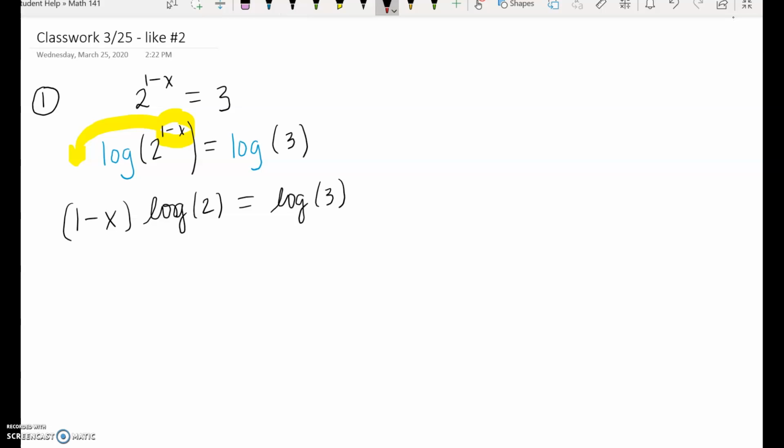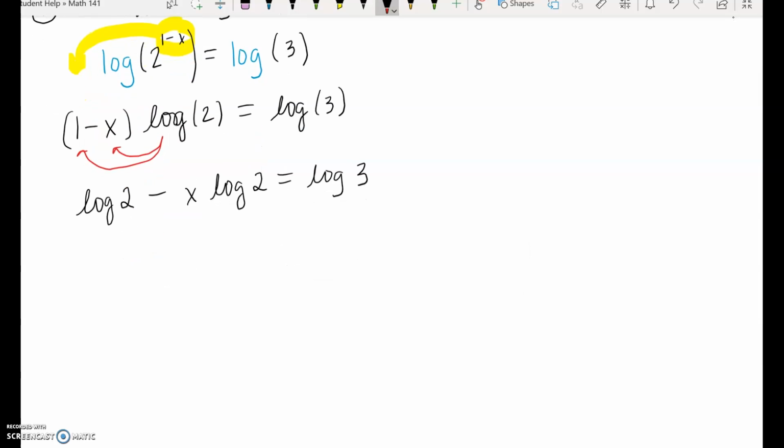Now here's the important part. Log of 2 is just a number. And so I'm going to distribute it to both of the items that are in the parentheses here. So I'll have 1 times log of 2, which is just log of 2. And then I'll have minus x times the log of 2. What we're trying to do is get the x by itself. So I will subtract log 2 from both sides.